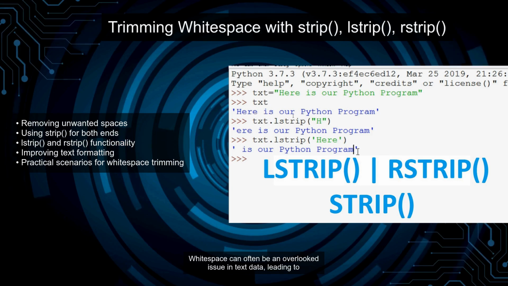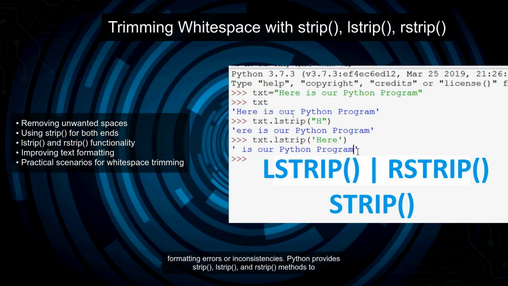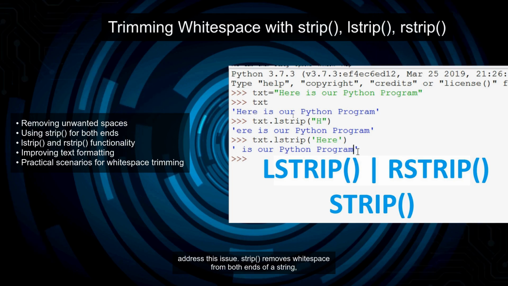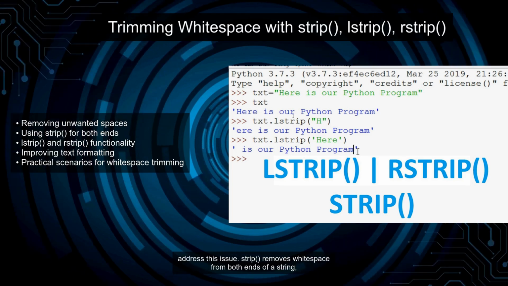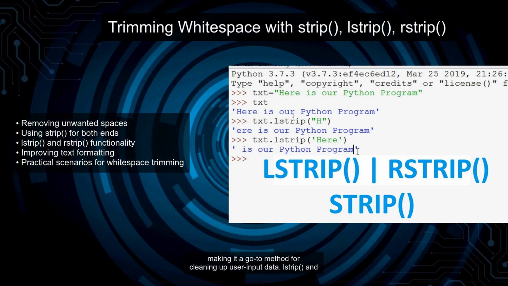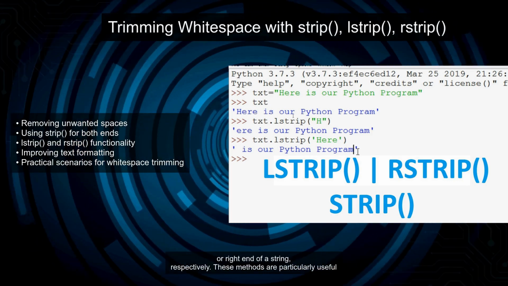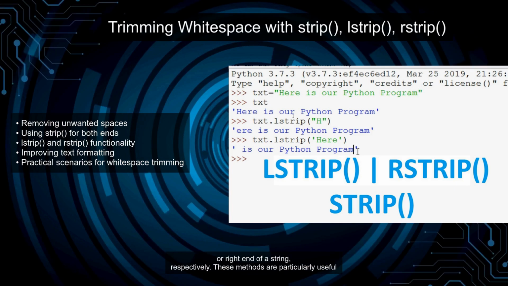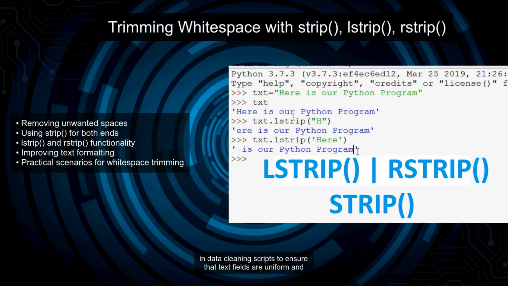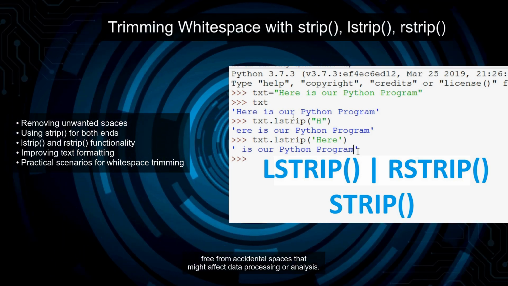Whitespace can often be an overlooked issue in text data, leading to formatting errors or inconsistencies. Python provides strip, lstrip, and rstrip methods to address this issue. Strip removes whitespace from both ends of a string, making it a go-to method for cleaning up user input data. Lstrip and rstrip are more specific, allowing you to remove whitespace from the left or right end of a string, respectively. These methods are particularly useful in data cleaning scripts to ensure that text fields are uniform and free from accidental spaces that might affect data processing or analysis.